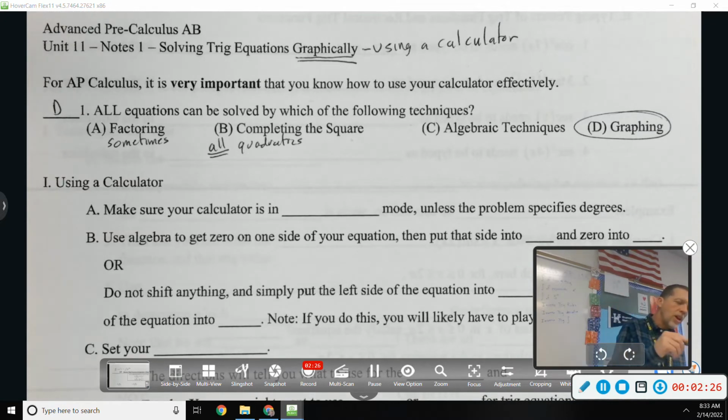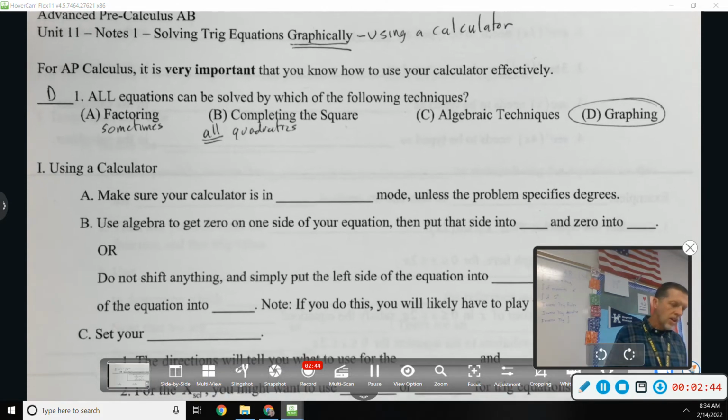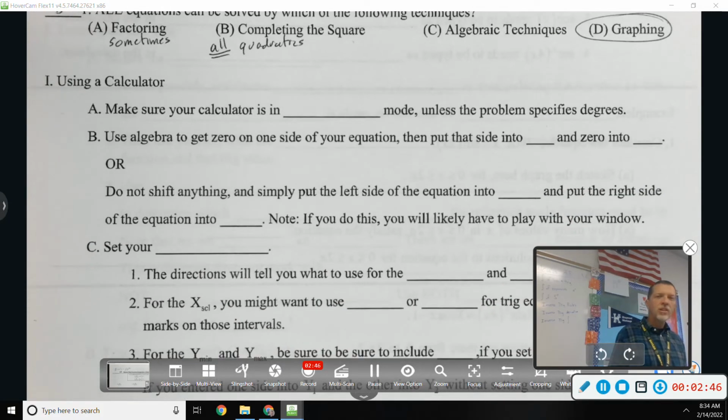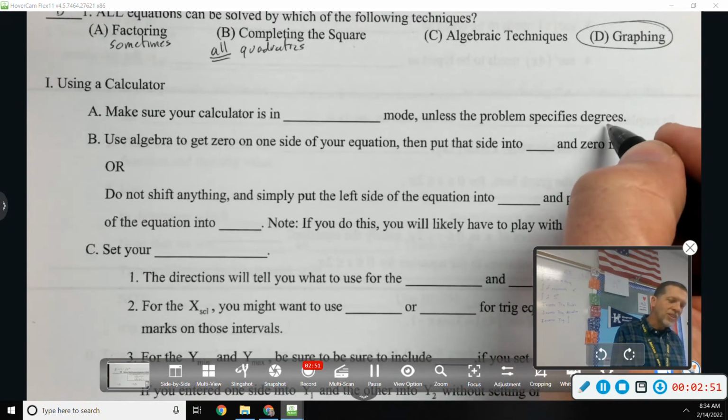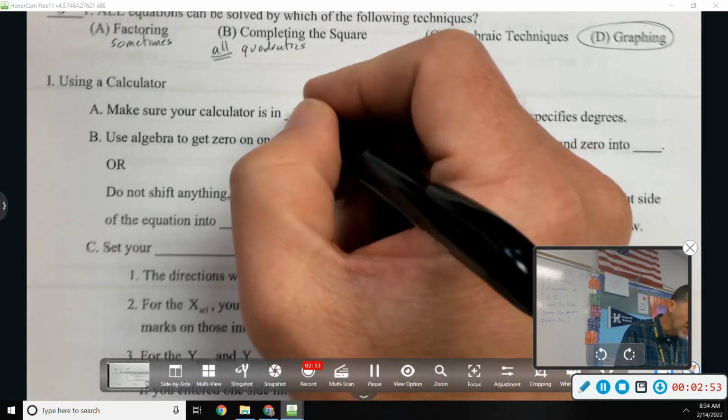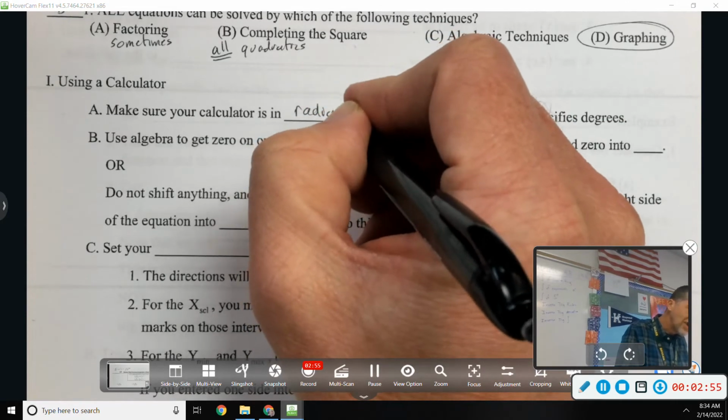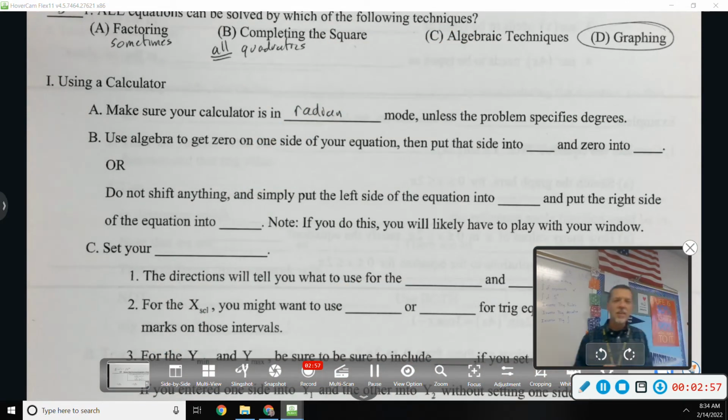And so on the calculator part of the test, both our test and AP test, a year and a half from now for some of you, they can give you crazy equations as long as it's on the calculator part of the test, because then the calculator can find the answer for you. All right, using a calculator. Make sure your calculator is in blank mode unless the problem specifies degrees. So the blank must be radians, unless it's degrees.